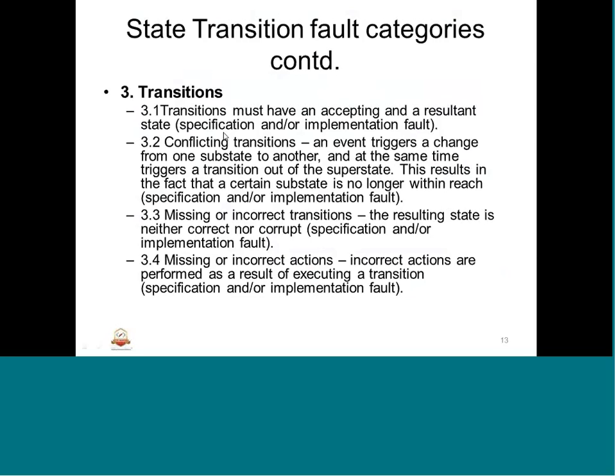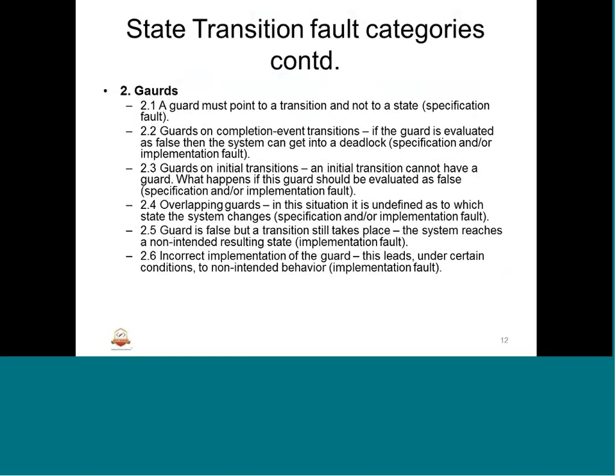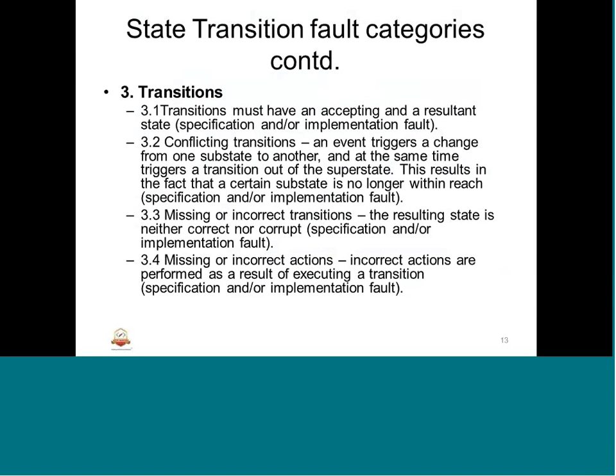Okay. The next one is missing or incorrect transitions. That means, as I told you previously, the states are there, but the transitions are not proper, or they are missing. The resulting state is not correct in terms of switching, transitioning.